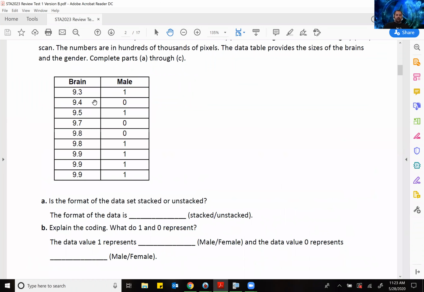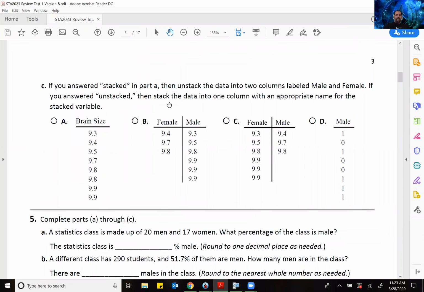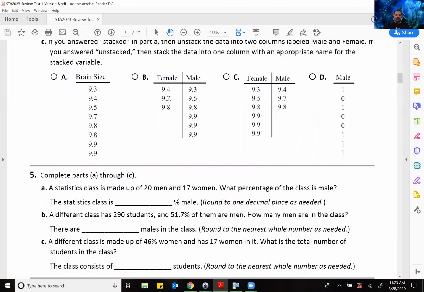So yes, you were correct because 9.4, 9.7, 9.8 are the female versions. And C, female, 9.4, 9.7, 9.8. Does that make sense? Yes. Okay.